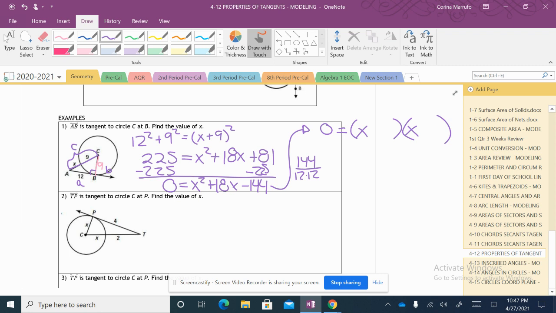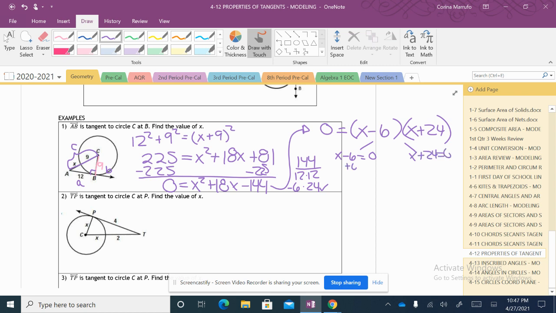6 and 24. So 6 times 24. Now, if I do 24 minus 6, that is going to give me a positive 18. So those are going to be my two factors. It's going to be minus 6 and plus 24. Okay, so now I'm going to set each one equal to 0. So x minus 6 equals 0 and x plus 24 equals 0, and solve for x.